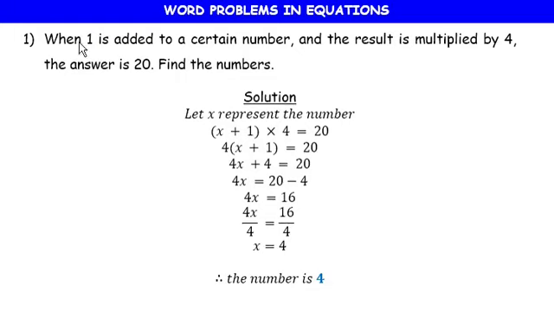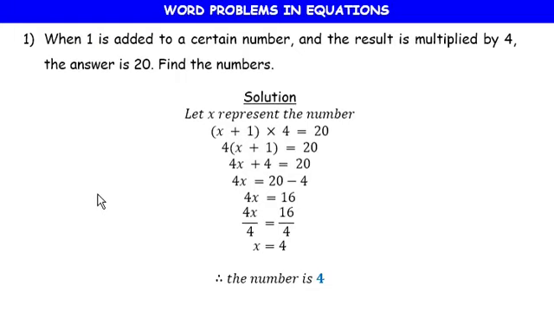So it says when 1 is added to a certain number. We are going to read the statement carefully, and then we are going to represent each statement in a mathematical form, right? So let's do this together. It says when 1 is added to a certain number. So how do you mathematically express 1 being added to a certain number? Here you have let x represent that number. So when 1 is added to a certain number, that gives you x plus 1, right?